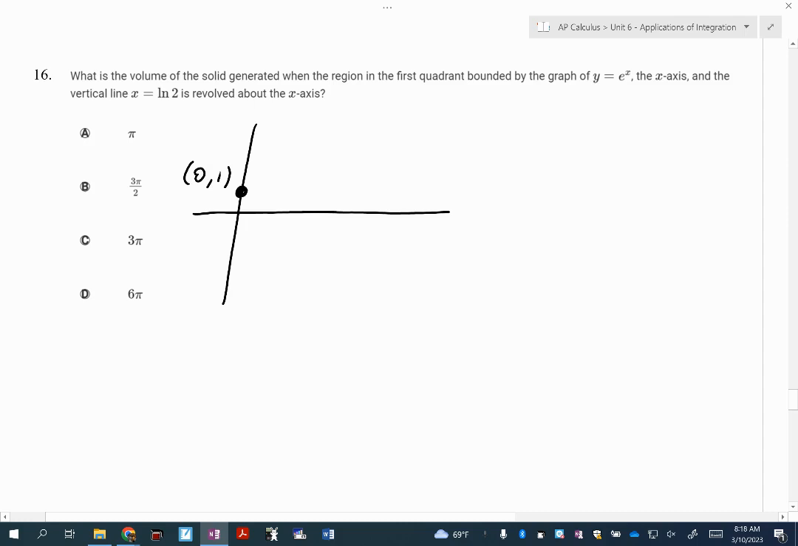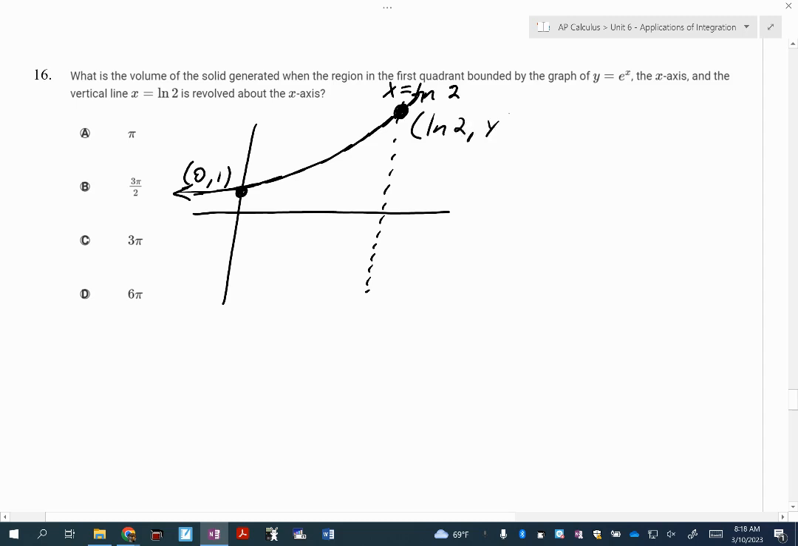And then we care about this line, x equals the natural log of 2. Now, I don't actually know the natural log of 2, but I know it's some number. And e to the x looks something like this. So I just need to figure out in terms of this point. Actually, I don't need to figure anything out.